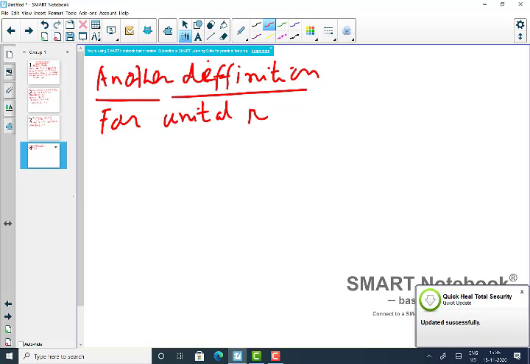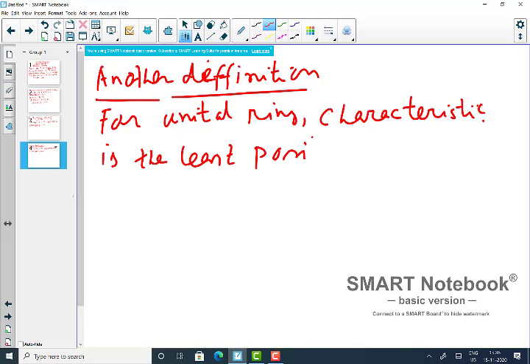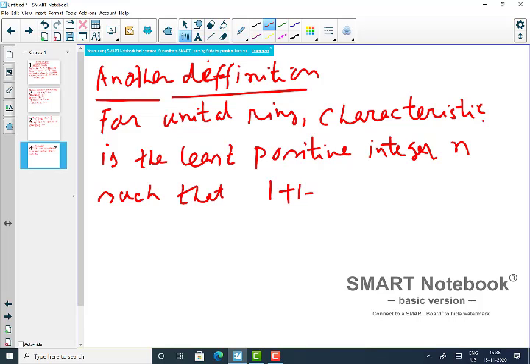for a unitary ring, you can define that the characteristic is the least positive integer n such that 1 plus 1 plus 1, if you add n many times, becomes 0. Okay, and these two are equivalent.